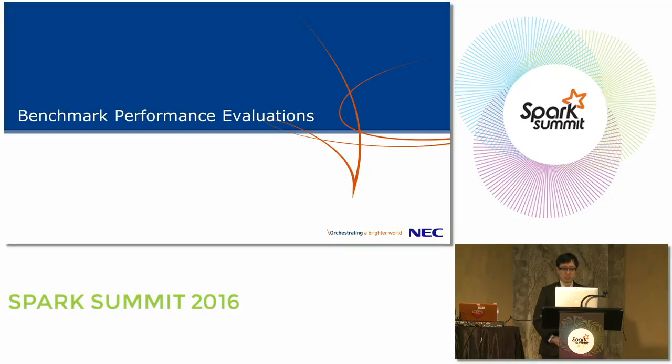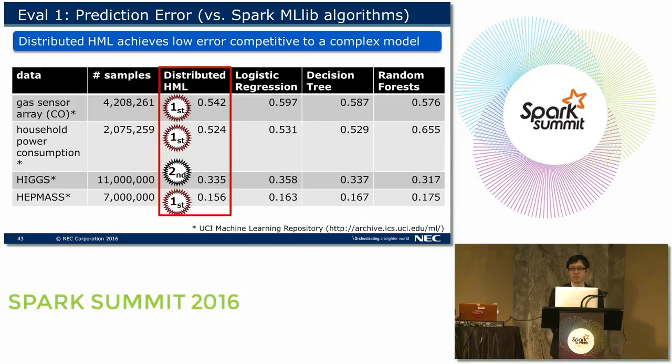Okay, so let's move on to the benchmark performance evaluation. Our evaluation consists of two parts. The first evaluation compares the prediction error with algorithms of Spark MLlib. For this comparison, we chose 3 algorithms from Spark MLlib: logistic regression, decision tree, and random forests. And we prepared 4 open data sets from the UCI machine learning repository. Then this experimental result demonstrates that distributed HML achieves low error compared to the 3 algorithms, especially on one complex model like random forests.